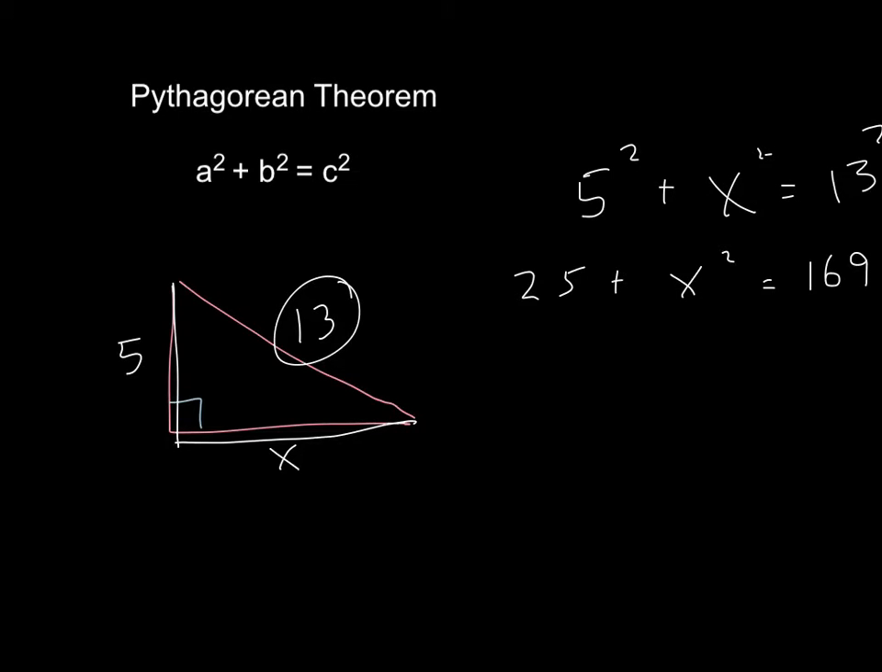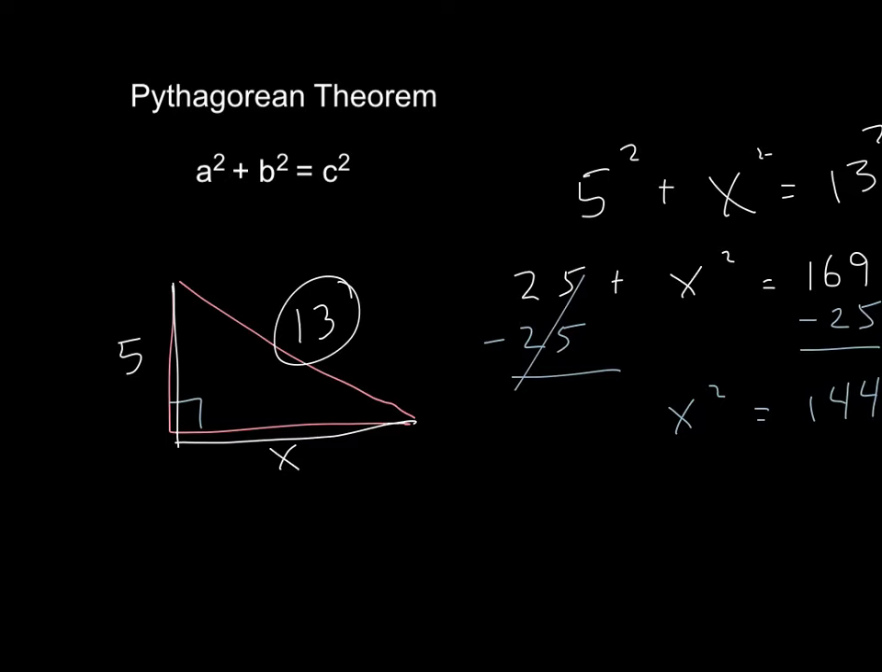Now in order to solve for x, we want to isolate or get x by itself. This 25 is kind of in the way. We'd like to put it to the other side so we can get x by itself. So what I'm going to do here is subtract 25 from each side. And so now that's going to be gone. I'm going to have x squared equals 169 minus 25, which is 144.